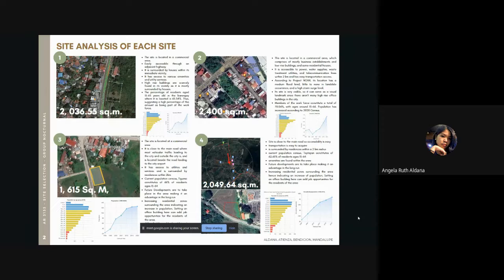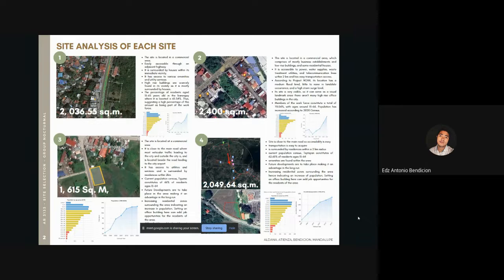For the third site, it is located at Barangay Tiguma, Cagayan City. So the site is located in the commercial area. It's close to the main road where most vehicular traffic leading to the city and outside the city is located, beside the road leading to the city airport. It has access to utilities and services and is surrounded by residences within the 2 kilometer radius. The current population census of Barangay Tiguma shows 66% of residents are ages 15 to 64, which is the current workforce in the area.